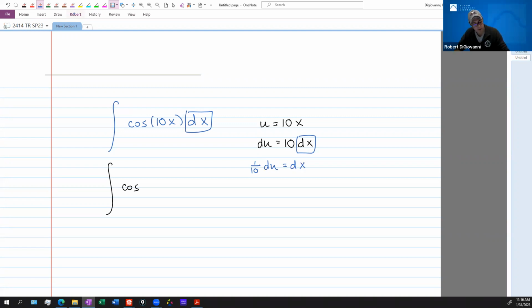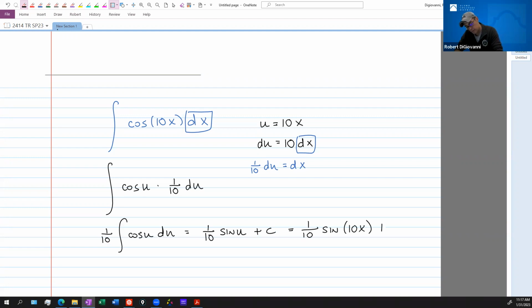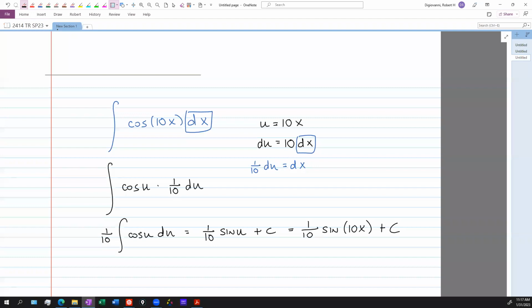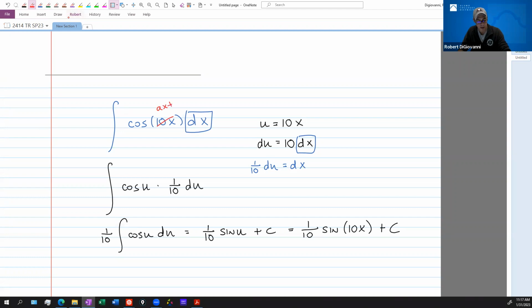And then when I rewrite the problem, it becomes cosine u times 1/10 du. The 1/10 can come out. And now I just take the antiderivative of cosine, which is sine, and then I replace the u with 10x. Okay, cool. Got it? Thank you. And we concluded that this would work if this was any linear expression, ax plus b. Then this will always be 1/a right there.